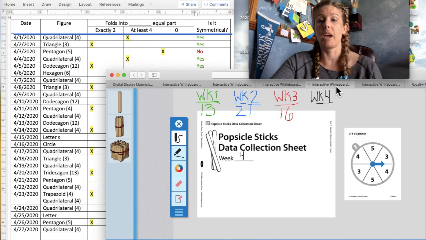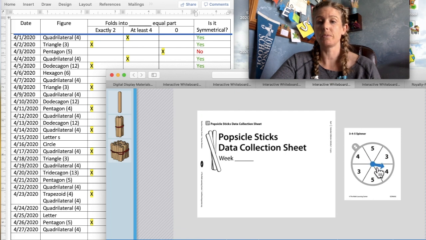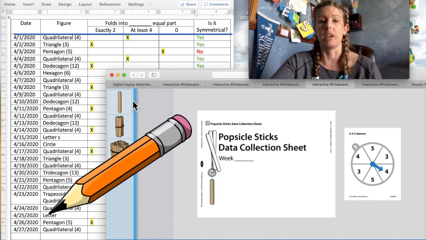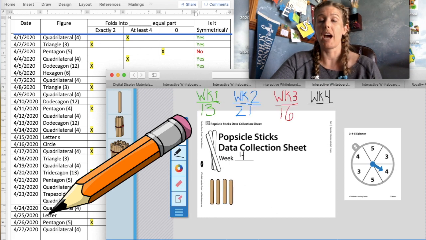Let's move on to our popsicle sticks. So we've collected week 1, week 2, week 3. We are on week 4. So let's go ahead and spin. For today, we are putting 4 popsicle sticks on our chart. So let's count them out together. 1, 2, 3, 4. Make sure that you put your tally marks that match my popsicle sticks.